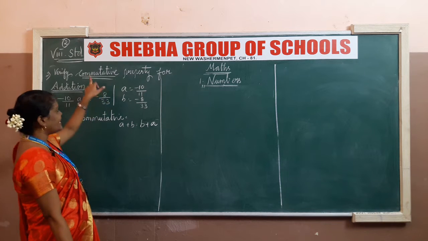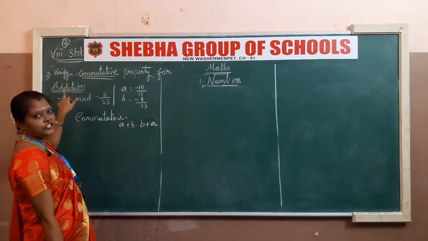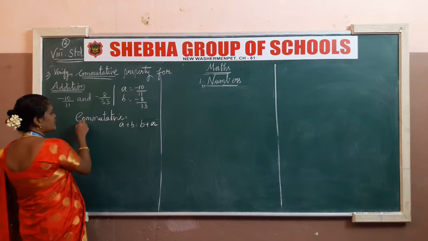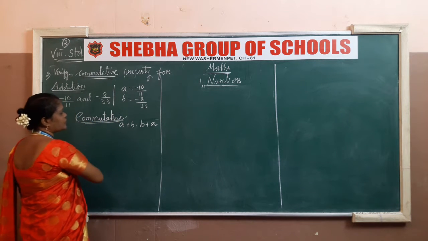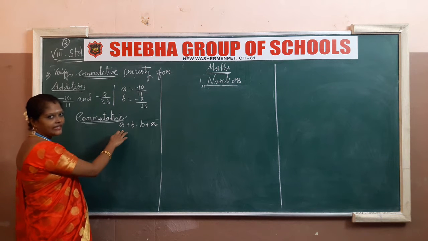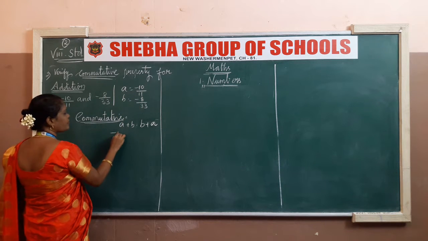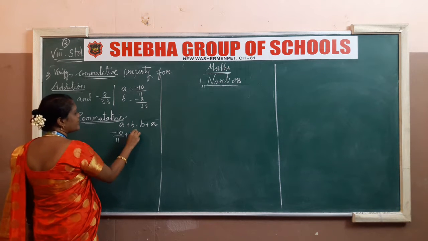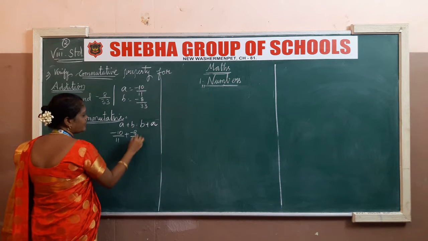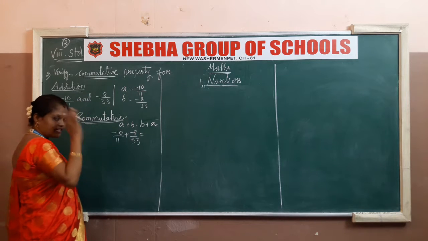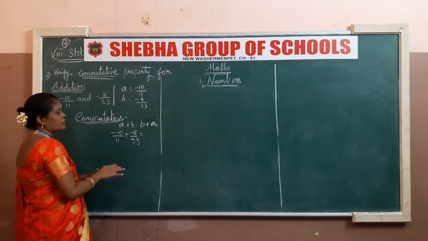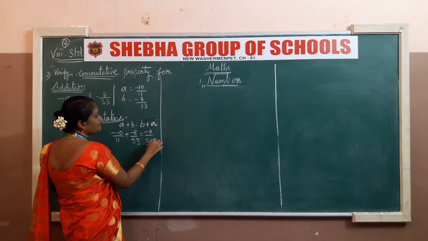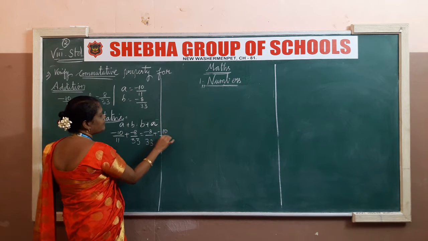So these are the two rational numbers they gave. Now they are asking to find the commutative property for what operation? Addition operation. First I am going to take the addition operation. So this is the commutative property for addition. Now substitute the values here. What is the A value? Minus 10 by 11. What is our B value? Minus 8 by 33. It must be equal. It must be equal to B plus A: minus 8 by 33 plus minus 10 by 11.